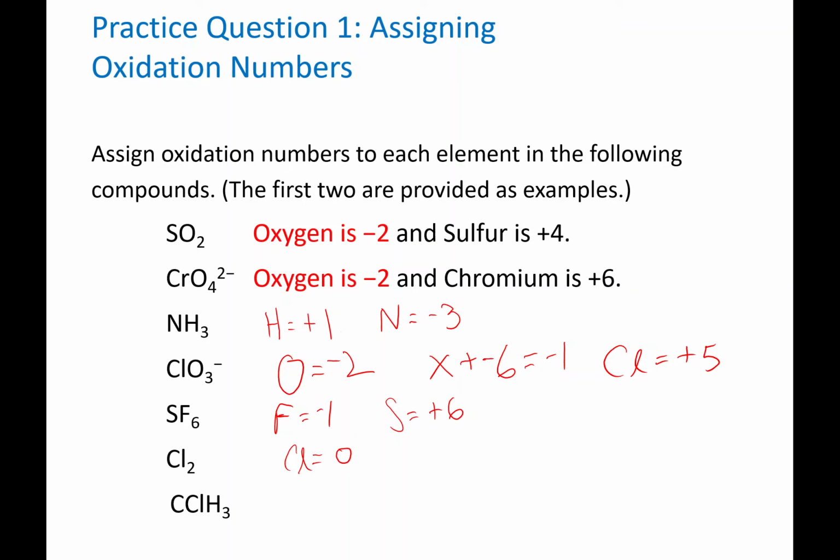And then finally, CClH3. What do we know on this molecule? Well, we know hydrogens are going to be +1 in compounds. Chlorine is going to be a -1, it's a halogen. So our expression would be X - 1 + 3 equals 0. So we would subtract 3 from both sides and add 1 to both sides. That means carbon has to be a -2.